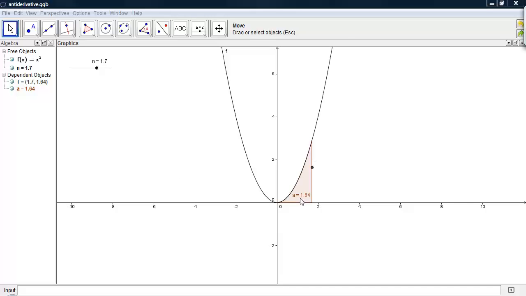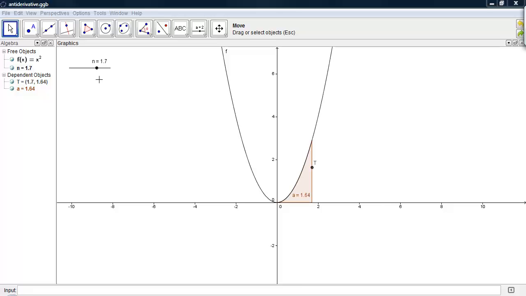Now the a value is going to correspond to the area from x equals 0 all the way out to the x-coordinate of this point t. The y-coordinate of the point t corresponds to the actual area being determined. And what happens is the following.